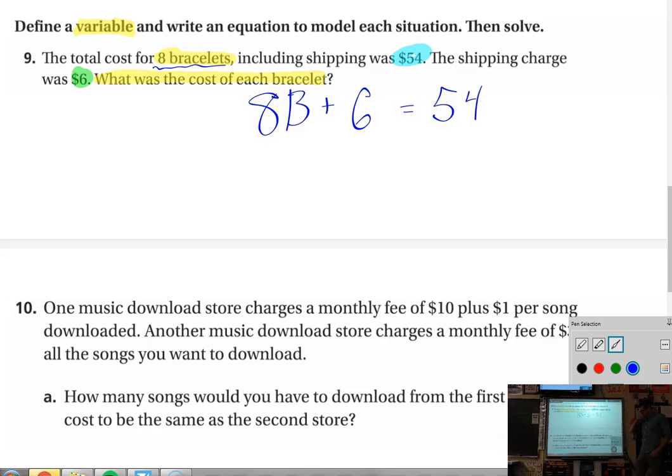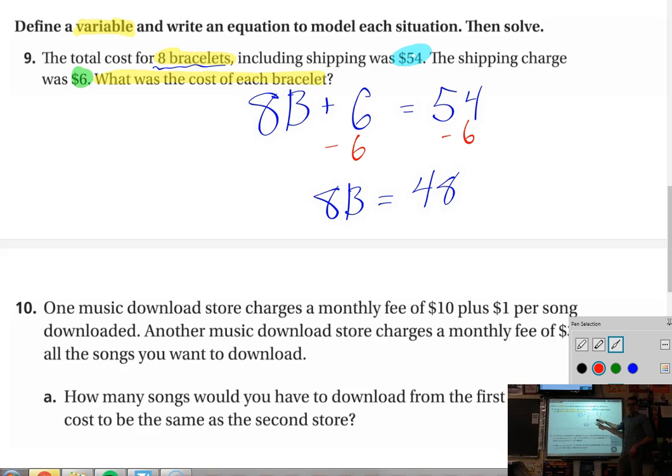Now that we have this, really the question I want to ask first is, what did I pay without shipping? What did I pay for just the bracelets? So if I get rid of the shipping fee and I look at just 8b being equal to 48, that's telling me I paid $48 for those 8 bracelets. Nothing else is coming to play there, just bracelets. No shipping, already took care of that.